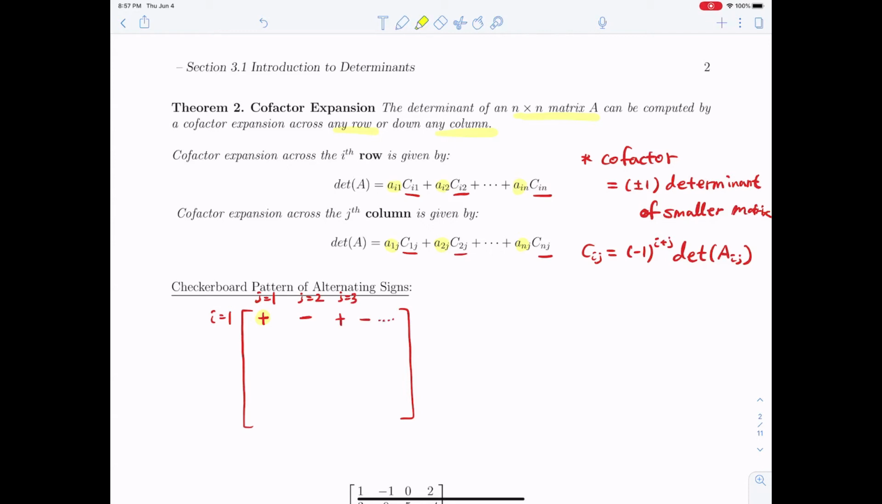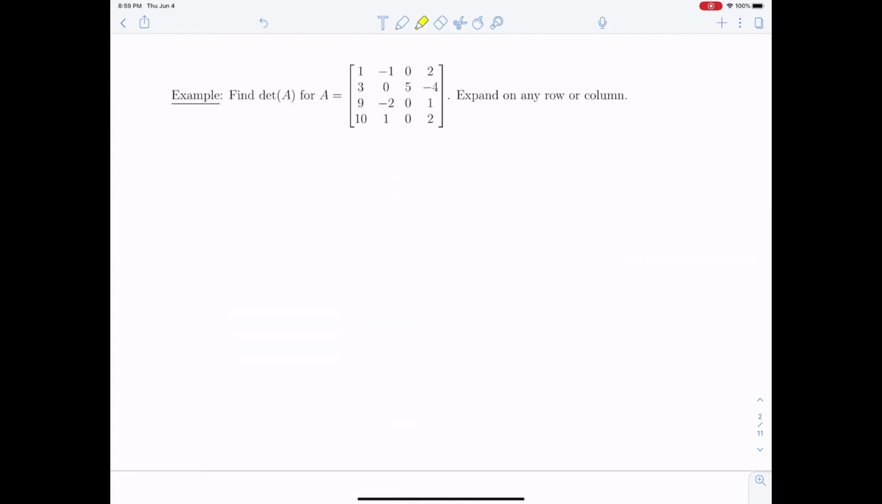And if you go down from the first column, then the second row, well, if i is 2, then i plus j is 3, which gives you negative, and positive, and negative, and so on, and then positive, negative, positive, and you can fill it in this way. So this pattern really helps you keep track of all the signs of the cofactors. Okay, so let's pause the video and try to calculate the determinant of the given matrix by using the cofactor expansion.